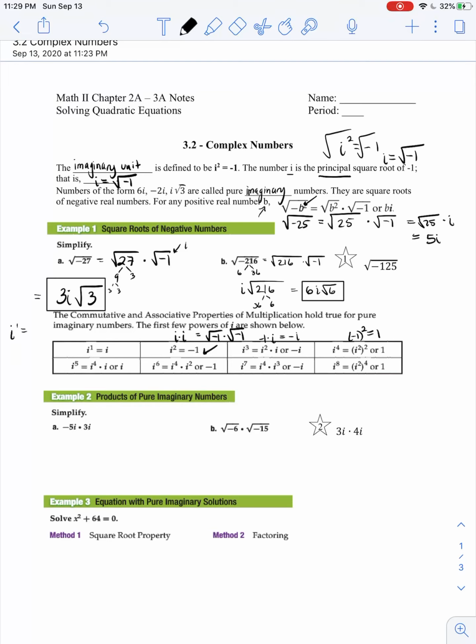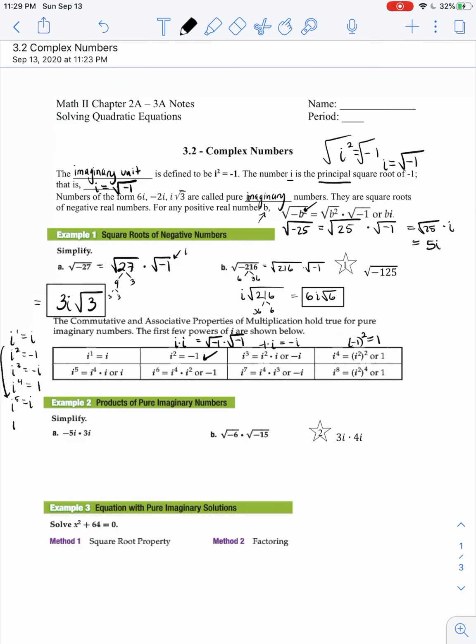So again, i to the first is i, i squared is negative 1, i cubed is negative i, i to the fourth is 1, and then it repeats. So i to the fifth is the same thing, and then i to the sixth.